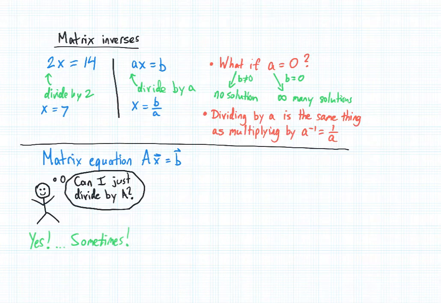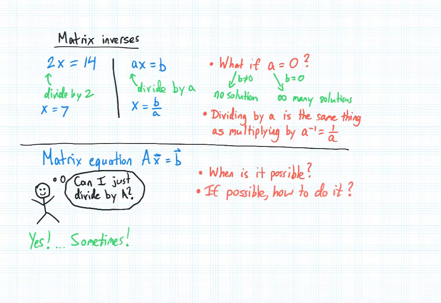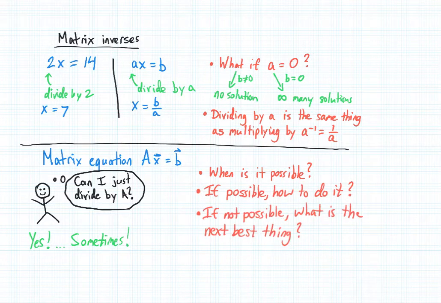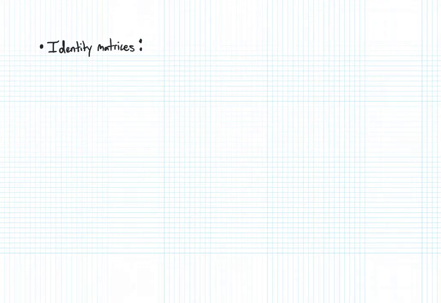And so for us, there are two questions we have to answer. One, when is it possible? And two, when it is possible, how do you do it? And there actually is a third question we could ask, which is, if it's not possible, what is the next best thing? It's going to turn out that there's an interesting answer to that question, which sheds a lot of light on the stuff that we've been doing up until now. So how do we make this work?